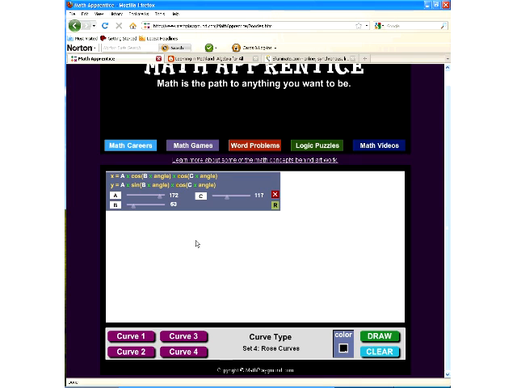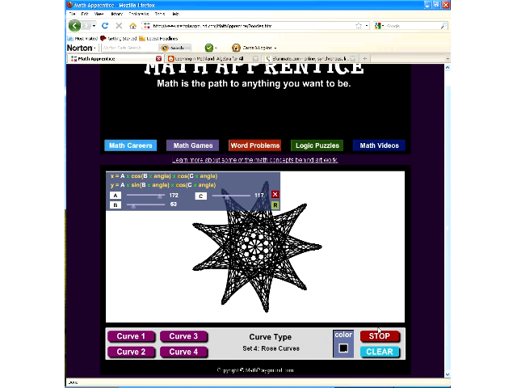But all we really want students to know is that math is even related to art, and how just varying small little things in an equation can make an incredible difference in the design. So let's see what it looks like. Okay, when we run the program with these particular values, A is 172, B is 53, C is 117, we get this design.